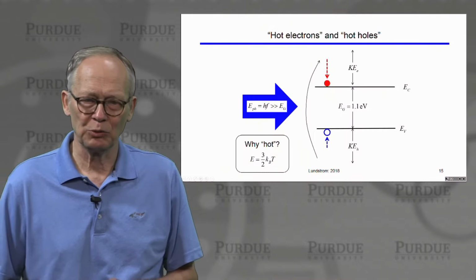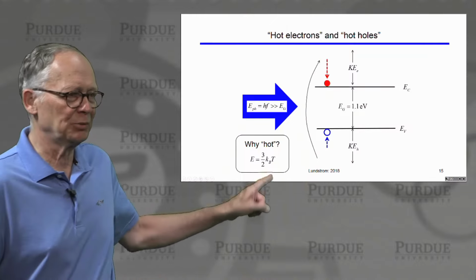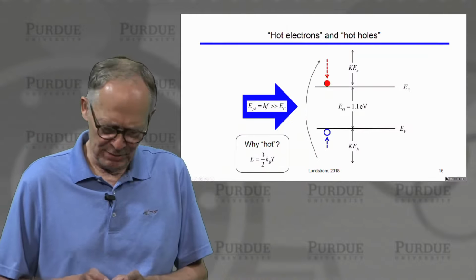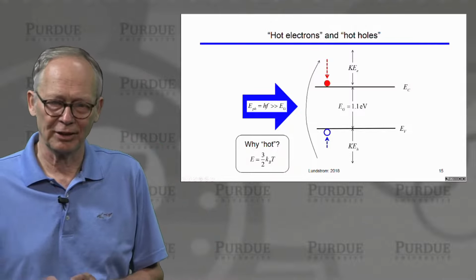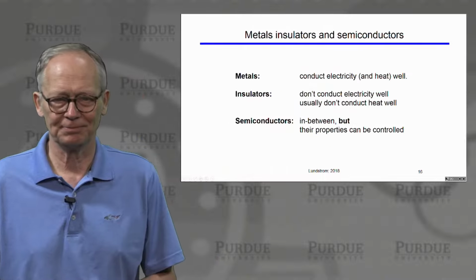By the way, the reason we would call these hot carriers before they relax to the band edges is because we like to think about energy and temperature. Temperature is a way of measuring the energy of a carrier. So when we're talking about effects like this, we talk about hot electrons or hot holes.